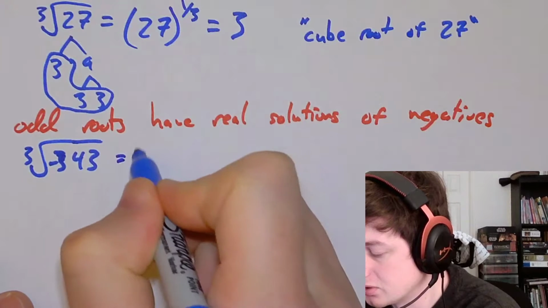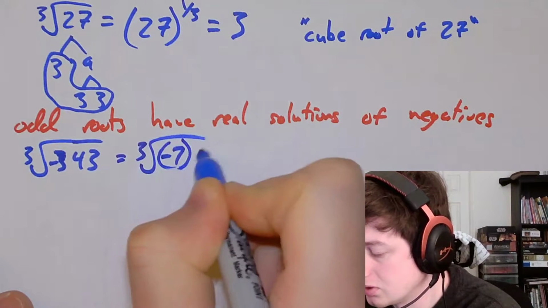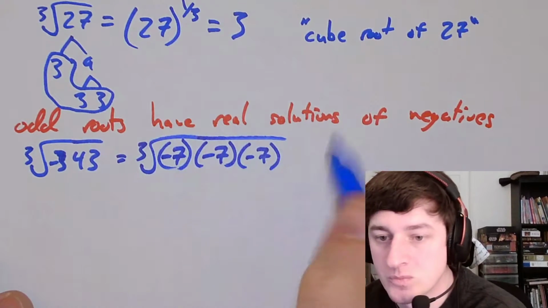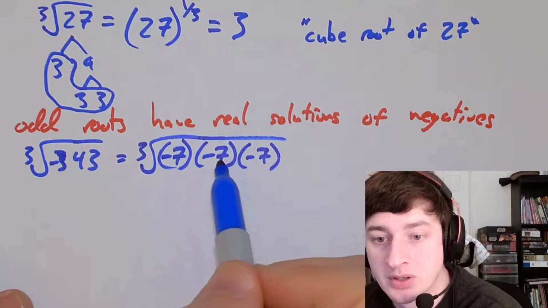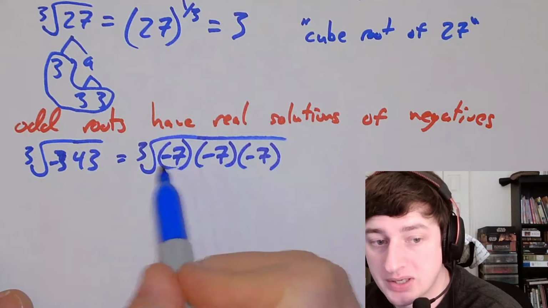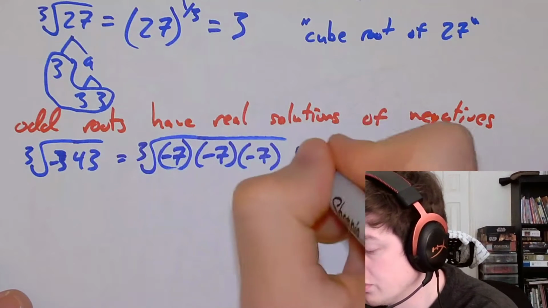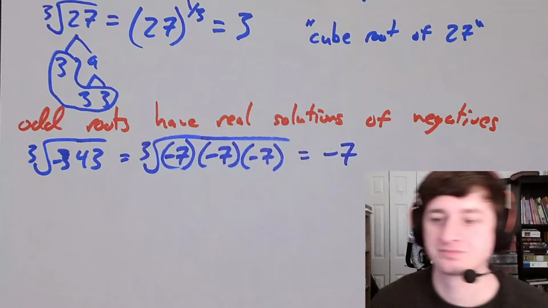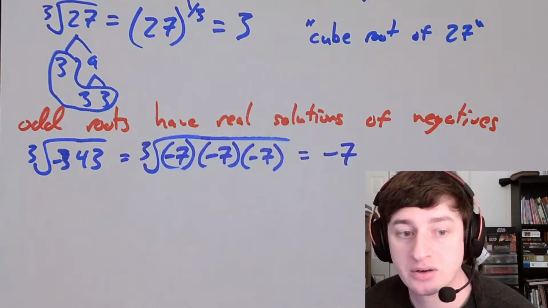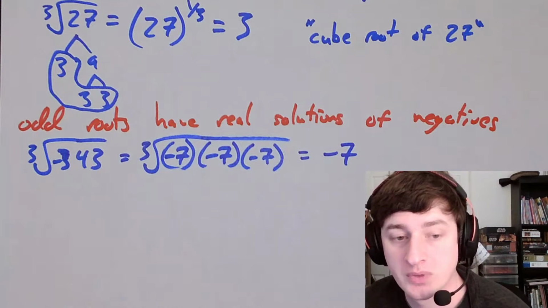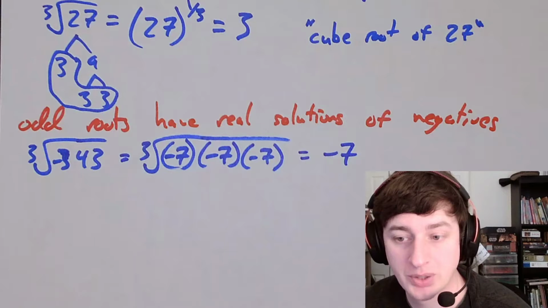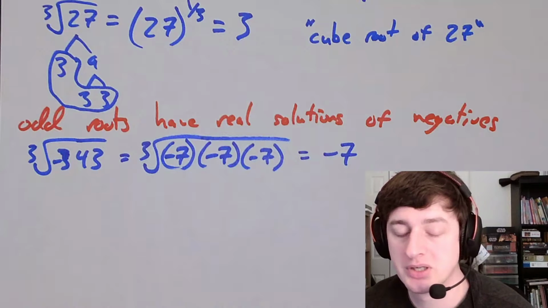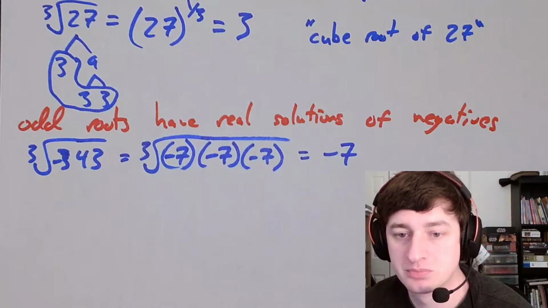This, though, is divisible by 7. So this is the same as the cube root of negative 7 times negative 7 times negative 7. 3 negative 7s, right? Because a negative times a negative makes positive, times another negative makes a negative number. So this is just negative 7. So because there are an odd number of numbers, because we're looking for an odd number with the roots, we can have a negative number as our solution.